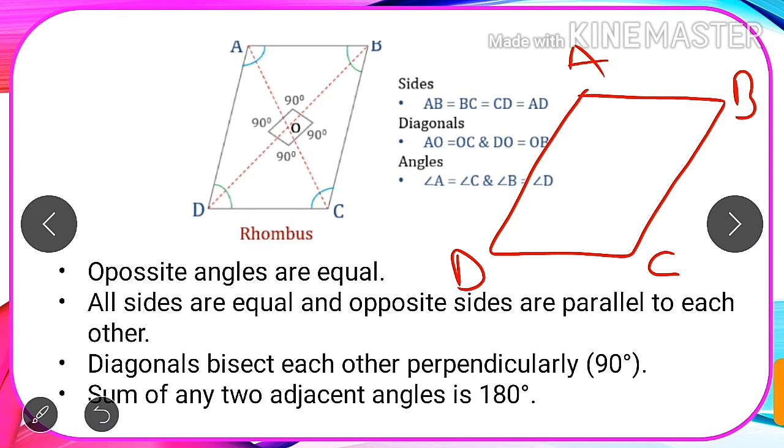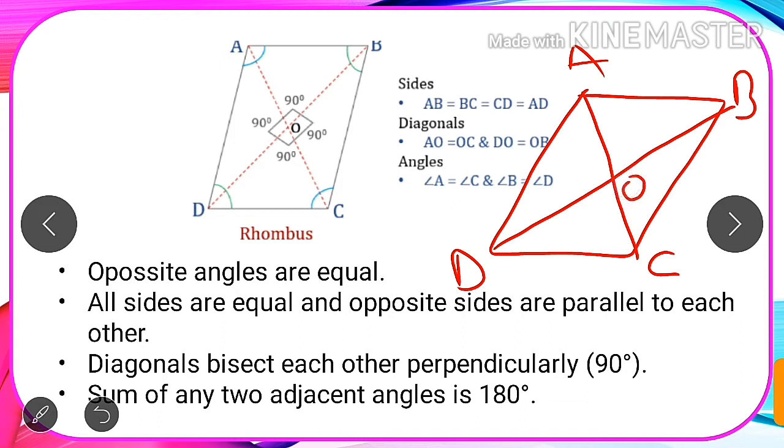After that, what we need to know is that the opposite sides, that is AB and DC, will be parallel to each other, and AD and BC will be parallel to each other. That means opposite sides are parallel and all sides are equal. And the next thing we need to know is, if we join these two opposite vertices, A and C, we will get a diagonal AC, and by joining these two opposite vertices, D and B, we will get a diagonal DB.